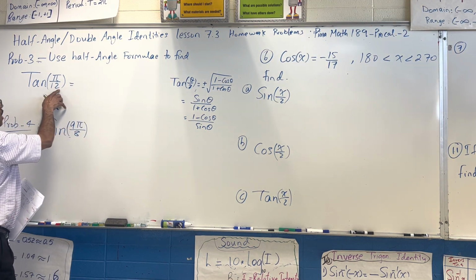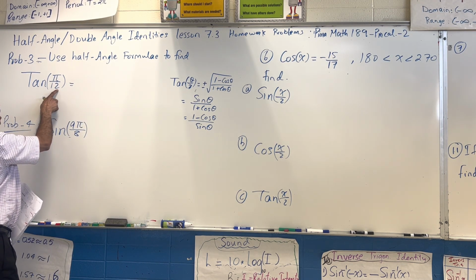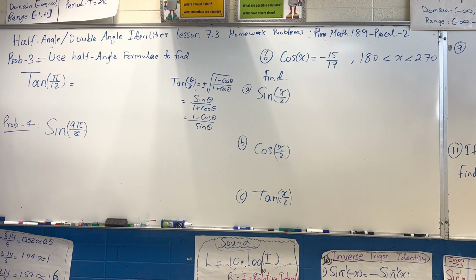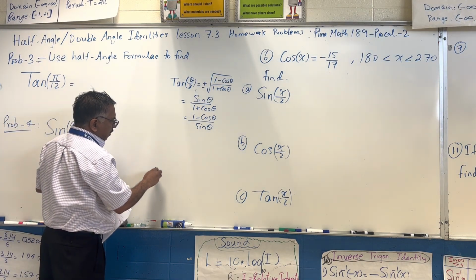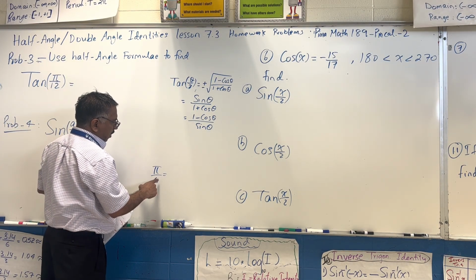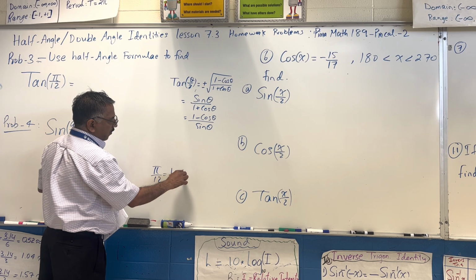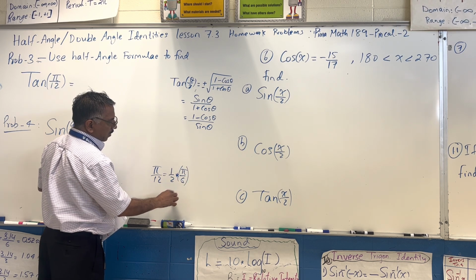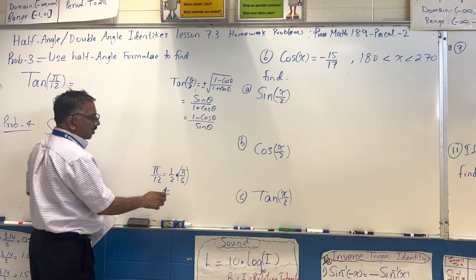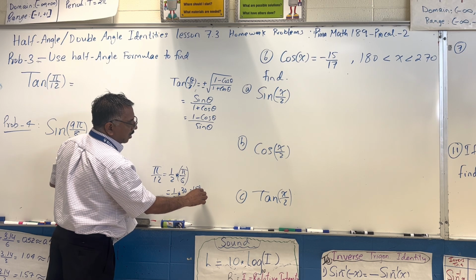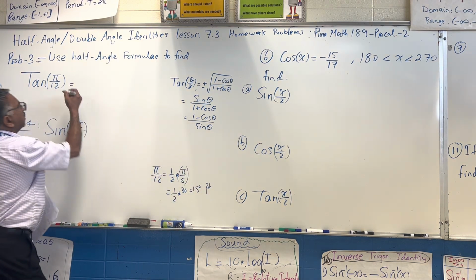What is pi by 12? You can see pi by 12 is half of pi by 6. Let me write it here. Pi by 6 is 30 degrees, and pi by 12 is half of pi by 6, so half of 30 degrees is 15 degrees. That's in the first quadrant, so everything is positive. So this has to be positive.